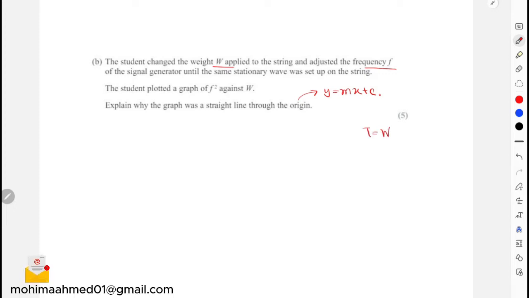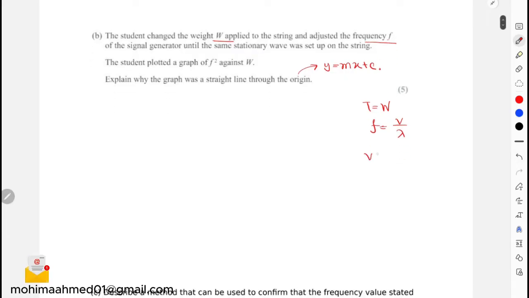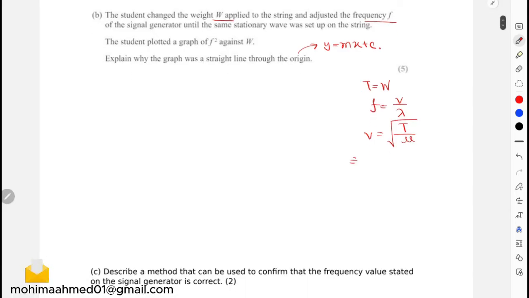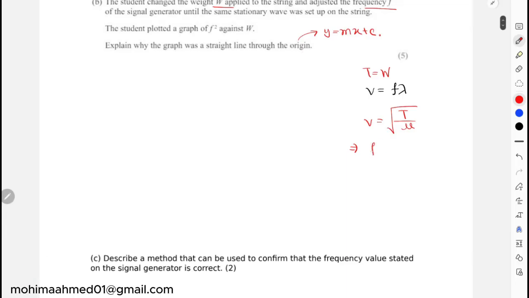That means if tension is equivalent to weight and frequency is equivalent to your, what was the value? Frequency was equivalent to v by lambda. In that case, now I can suggest the equation was v is equals to the root of tension over mu. Instead of writing v, I can write f lambda. So in that case, f lambda is equals to root of t by mu.